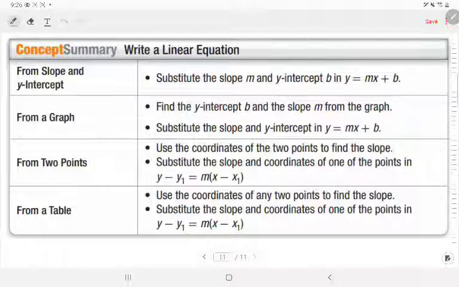From 2 points, you're going to use the coordinates of 2 points to find the slope. Remember, change in y over change in x. And then you're going to substitute the slope and one of the points' coordinates into the equation y minus y1 equals m times x minus x1. And then from a table, you're going to use the coordinates of any 2 points to find the slope. And then you're going to substitute again the slope and one of the pairs of coordinates into y minus y1 equals m times x minus x1.